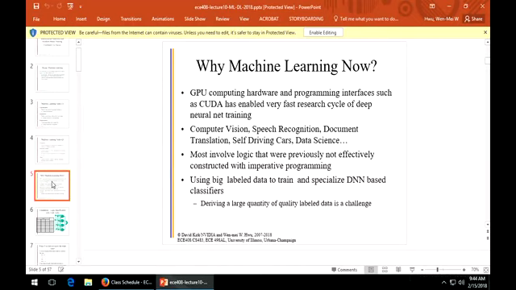So we know these things very well, but there are problems that we don't know well enough. There we use a big amount of labeled data to train and specialize the deep learning neural net. What essentially can derive a large quantity of quality labeled data in this whole process is the major challenge. So whichever application domain can cheaply produce a large amount of labeled data has a real shot at applying machine learning techniques in their applications.